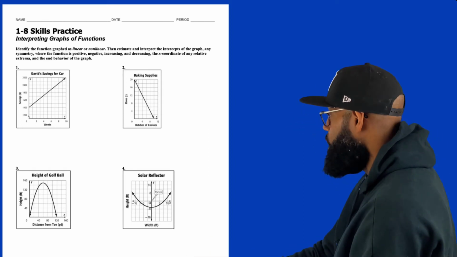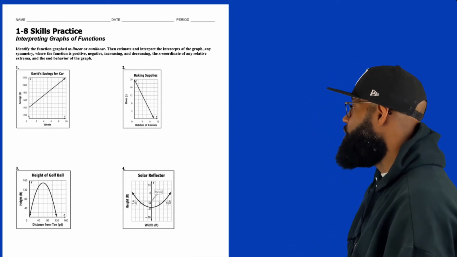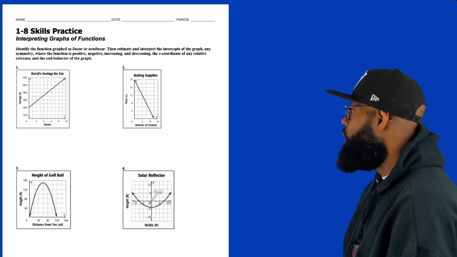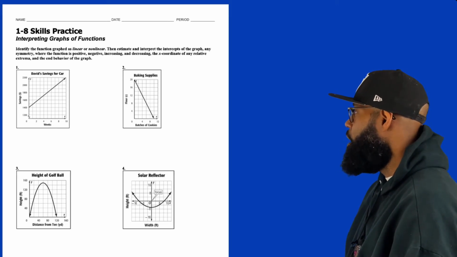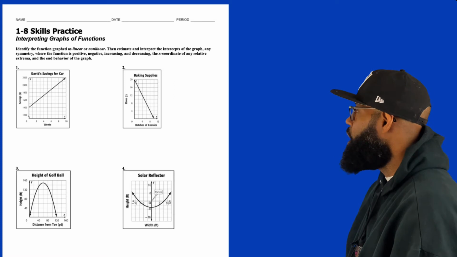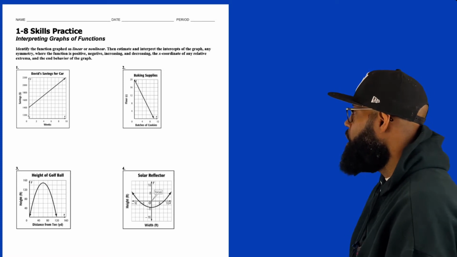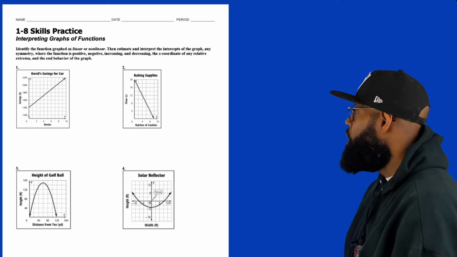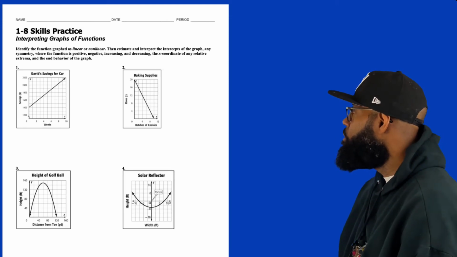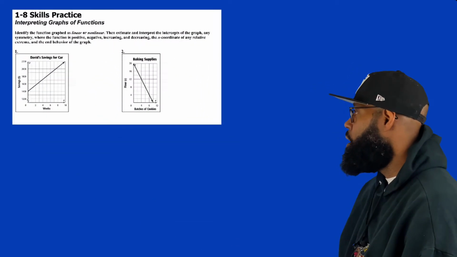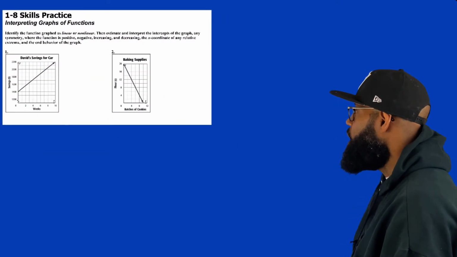All right. So first thing I recognize is just 4 problems. Yes, guys. Interpreting graphs of functions. So we have 4 situations going on. We're going to talk about each of them. And right now, you can recognize the vocabulary that's going to be dealt with here. Linear, nonlinear, symmetry, positive, negative, increasing, decreasing, extrema. So let's get it, guys.